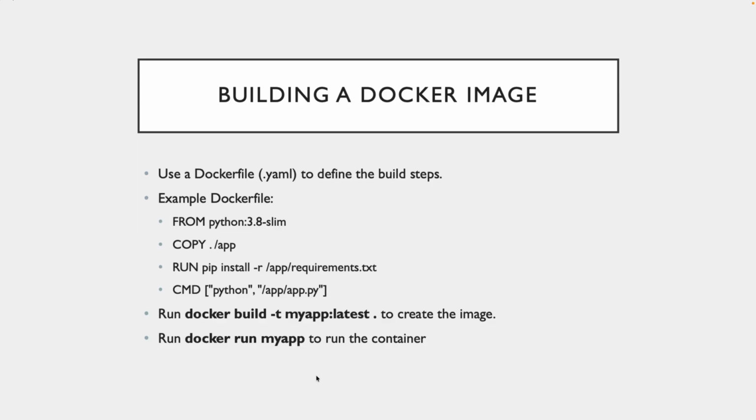And RUN pip install is to install the Python packages specified in the requirements.txt file. And the CMD line is to specify the command to run when the container starts. So for example, here it runs the Python script app.py. To create the image, we can run docker build my app in the terminal. And to run the container of the image, we can run the command docker run my app.